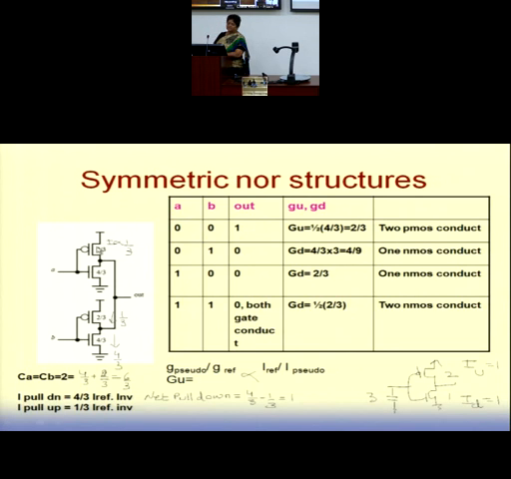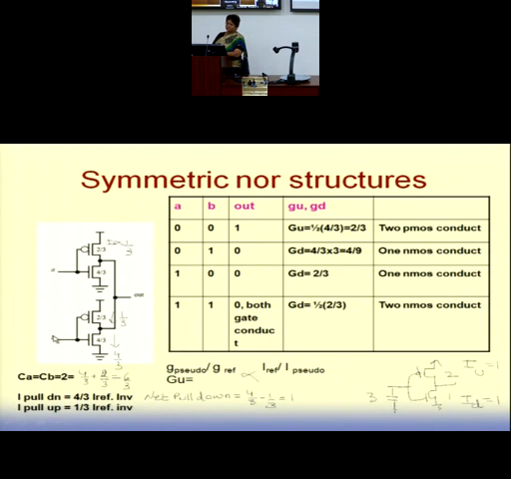Okay, so this is 2/3. When this is 0, the 2/3 PMOS will be on. When this is 1, this NMOS will be on. The mobility is half, so the current will be proportional to 1/3, and this is 4/3. So this current is 3 times stronger than the 1/3 value. As a result, the output node will discharge.